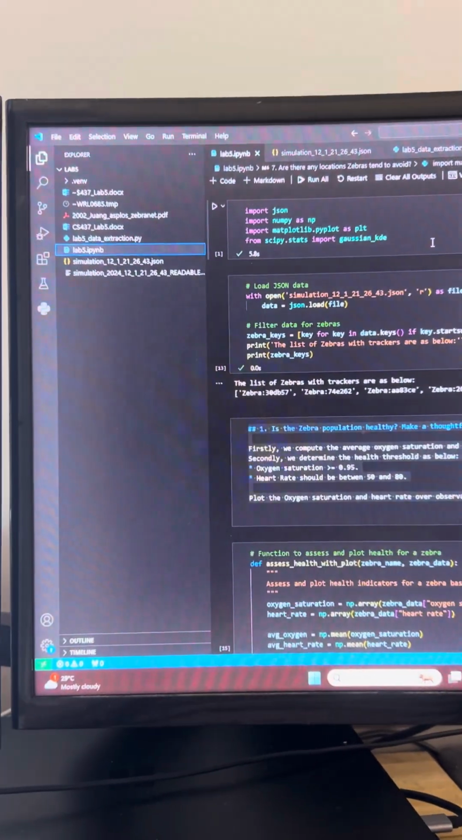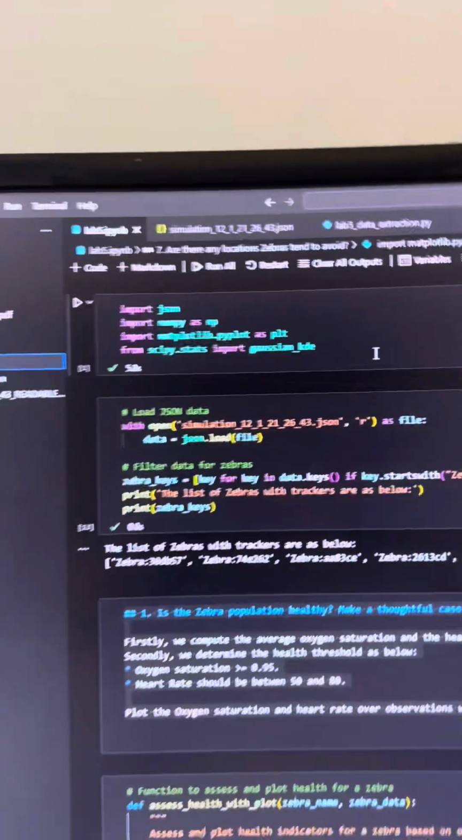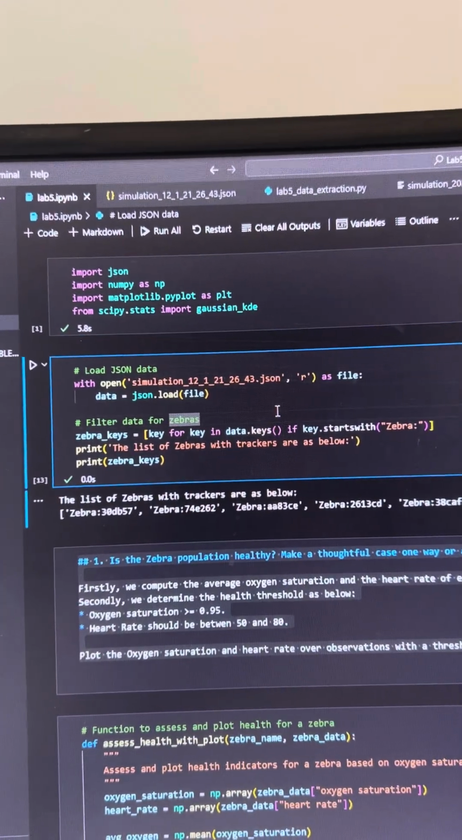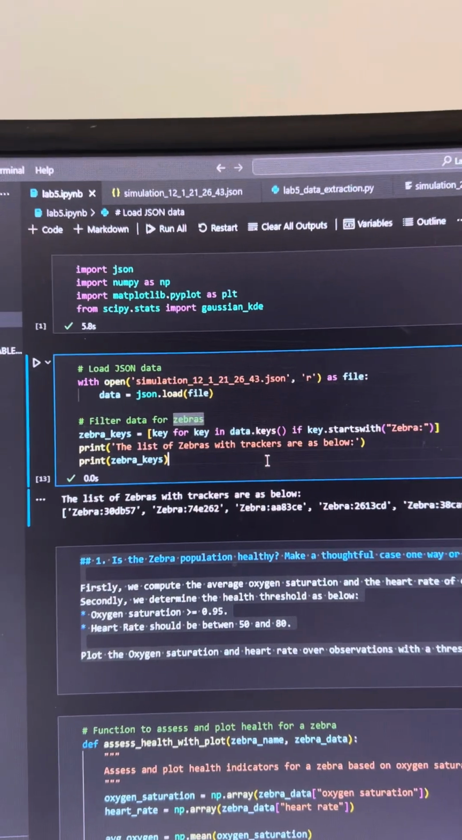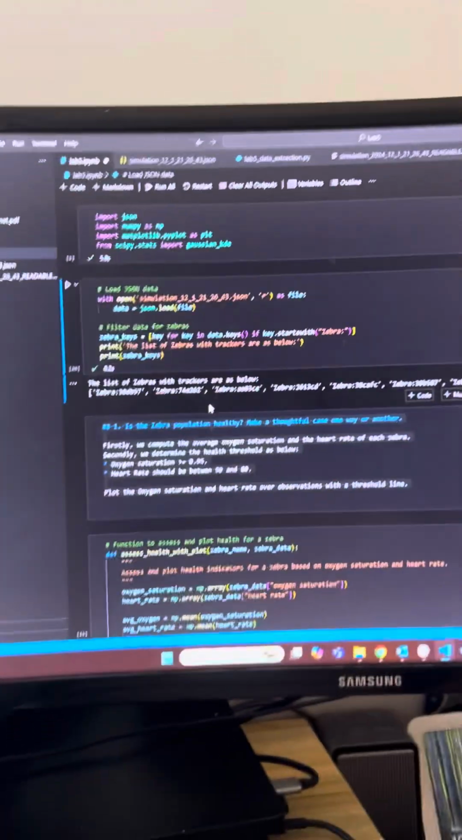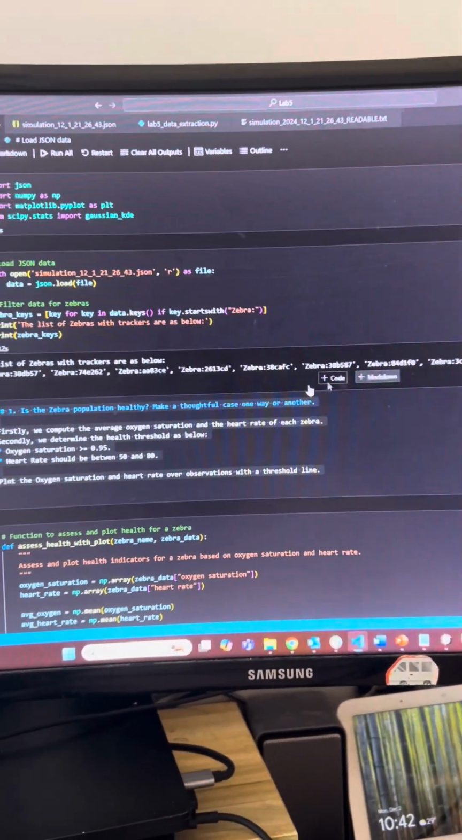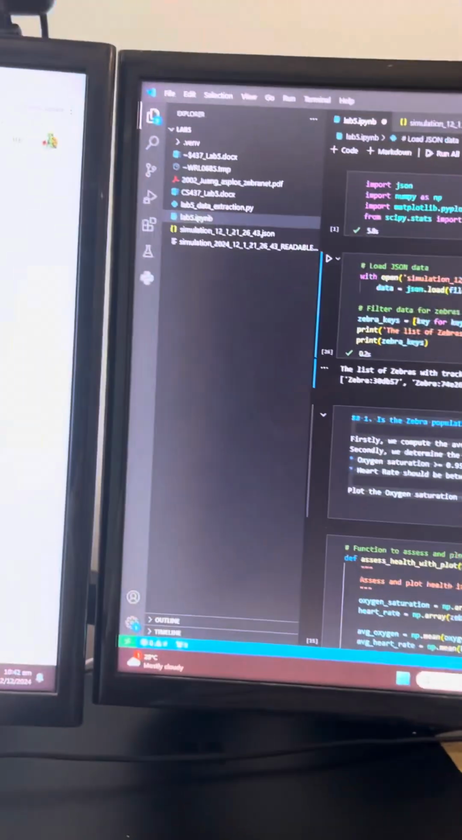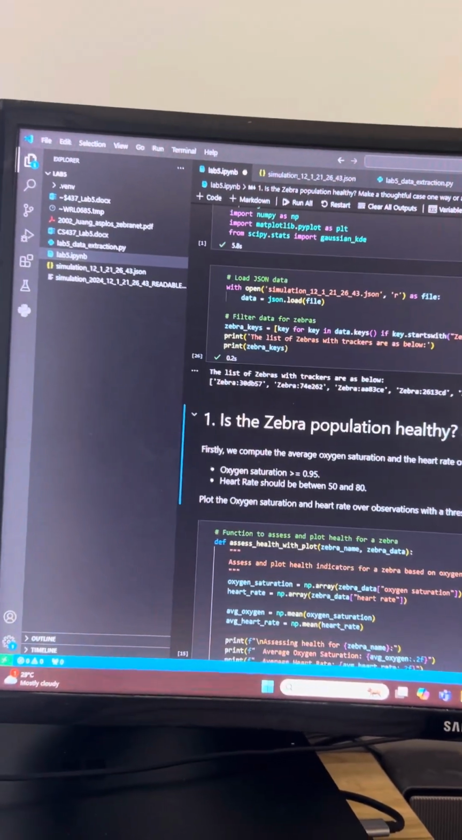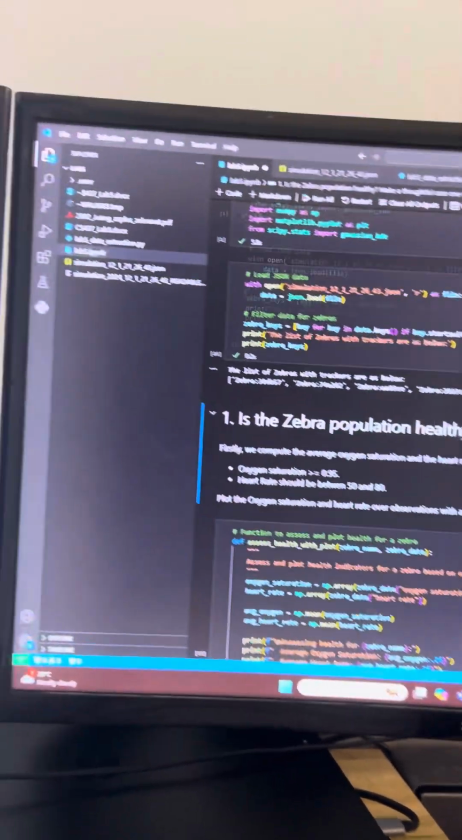These are the code that I use to answer the 7 questions. The first is to read the JSON file and get the list of the zebras. Here, these are the list of the zebras. I put trackers on all the zebras. And the first question is on the population, whether they are considered healthy.